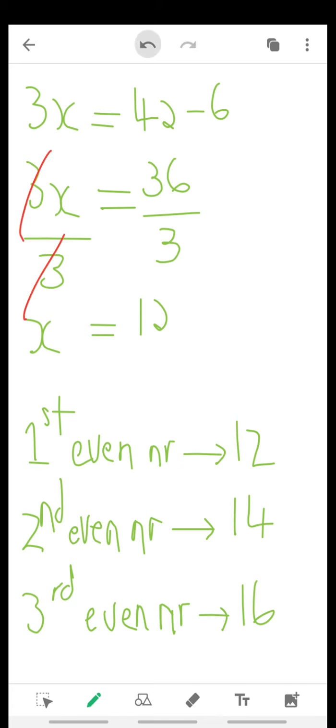So 3 and 3 will cancel, and I'll be having 36 divided by 3, which will be 12. Okay, so that means the first even number will be 12 plus 2. Second even number is 14 plus 2. The third even number is 16.